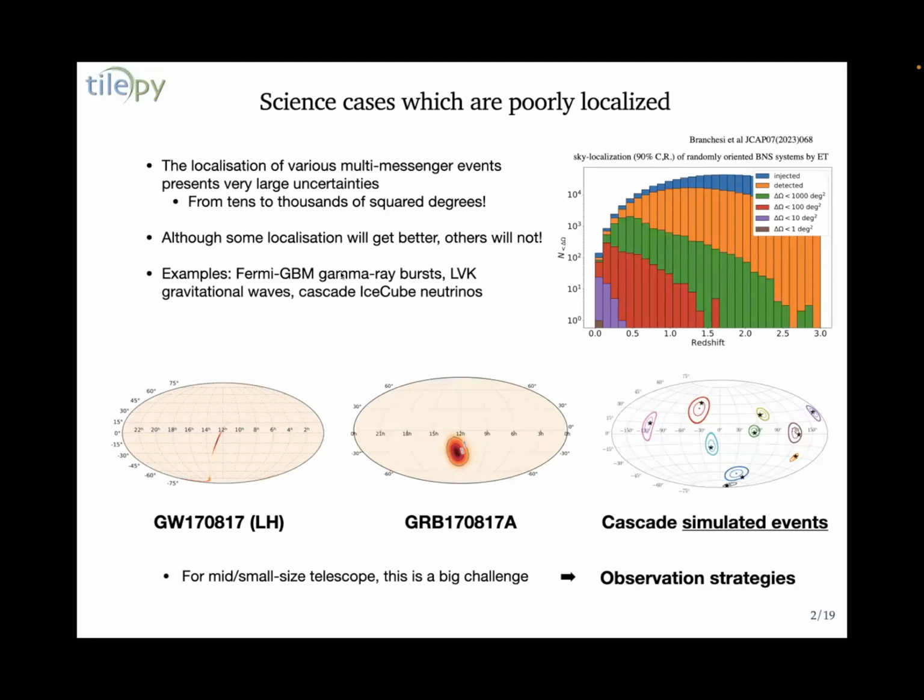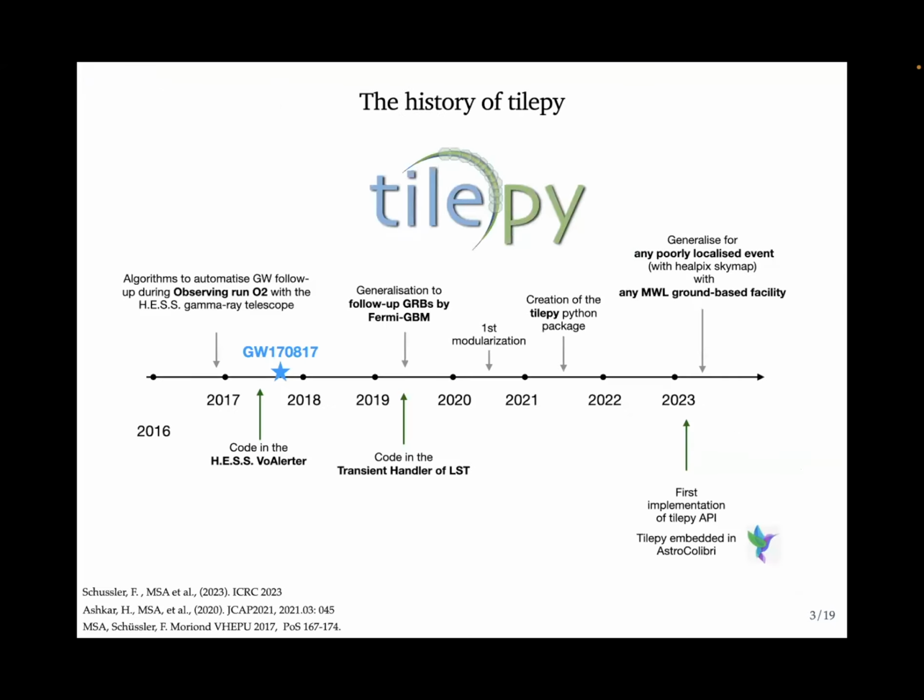I put here other examples, not only gravitational waves, but this is also the case for GRBs detected by Fermi GBM and also neutrinos. Here I included the cascade events, but maybe one day we'll have the track as well. So to be able to follow these events, we need observation strategies, and this is the topic of this talk.